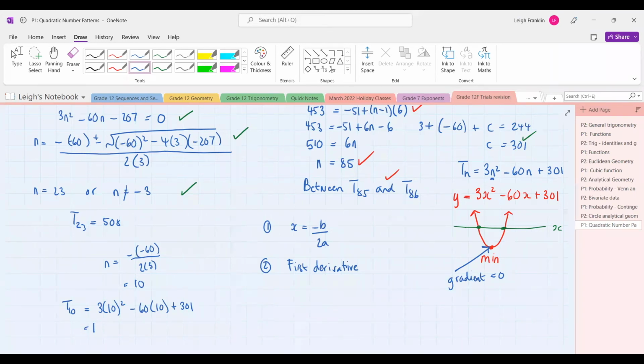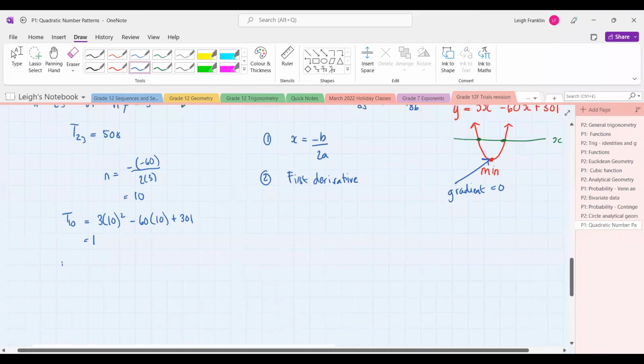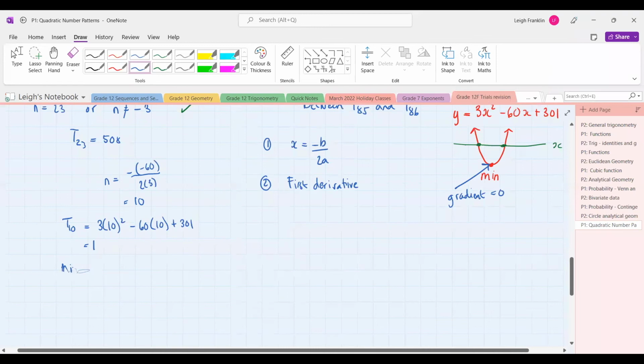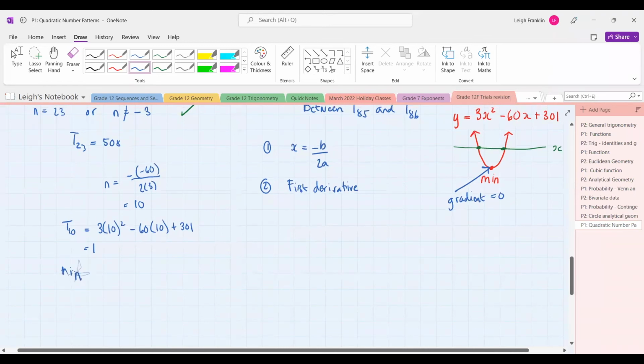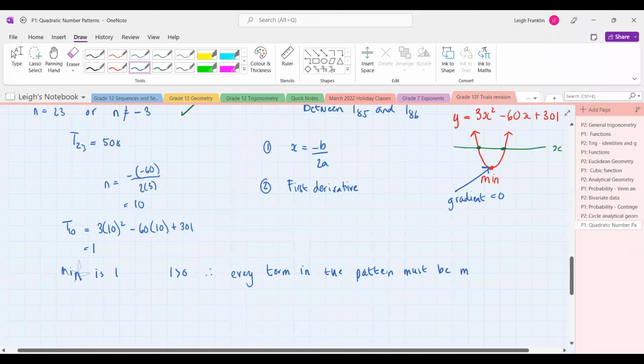Okay, so now all that's left for us to do is conclude. Okay, so the minimum is 1. Okay, and we know that 1 is greater than 0. 1 is positive. Okay, so therefore every term in the pattern must be positive.